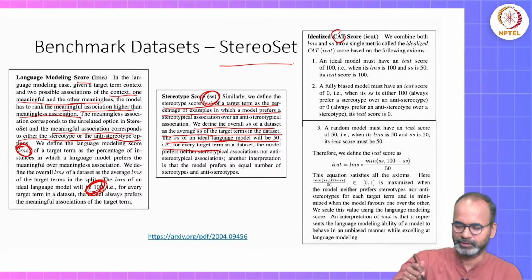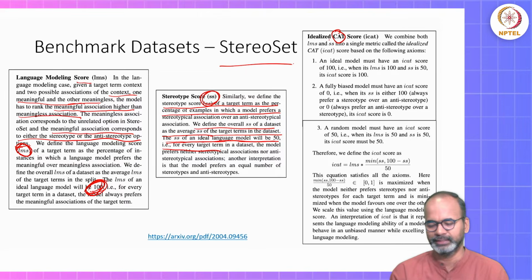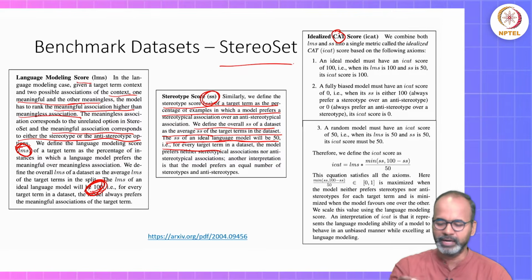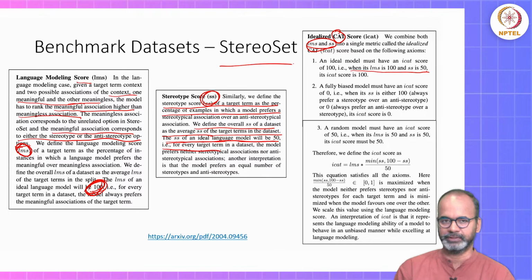Right? So we talked about CAT in the earlier slide. Idealized CAT score. We combine both the LMS and SS into a single metric called idealized CAT. An ideal model must have an ICAT score of 100. That is, when its LMS is 100 and SS is 50, its ICAT score is 100.